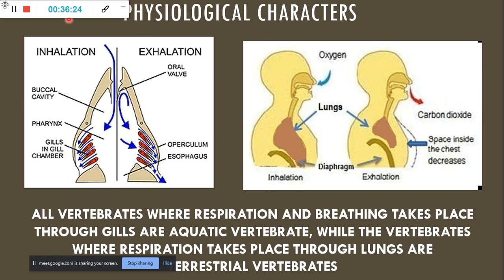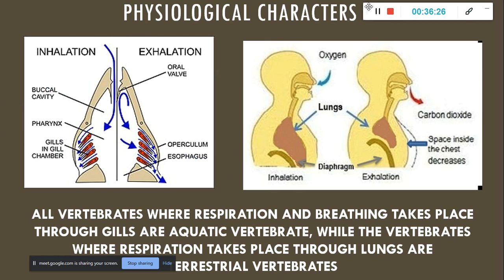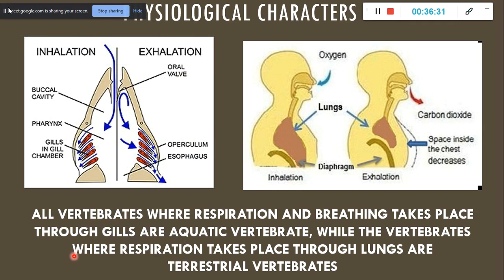Then you have physiological characters. Physiological characters can be classified as all vertebrates where respiration and breathing takes place through gills, like in fishes. They are aquatic vertebrates. While the vertebrates where respiration takes place through lungs, they are terrestrial vertebrates.